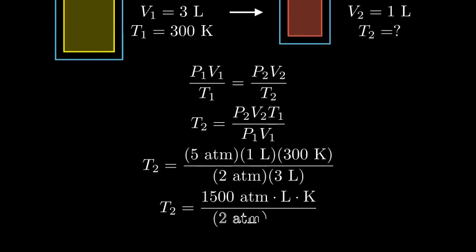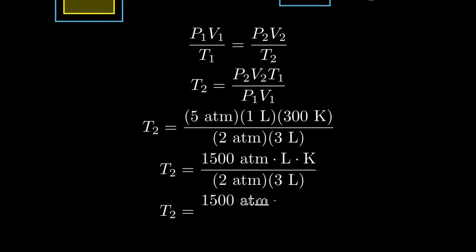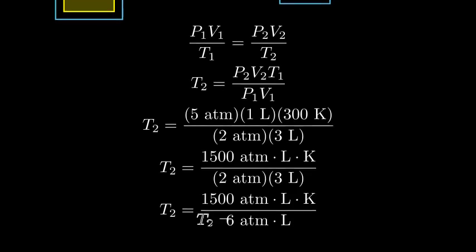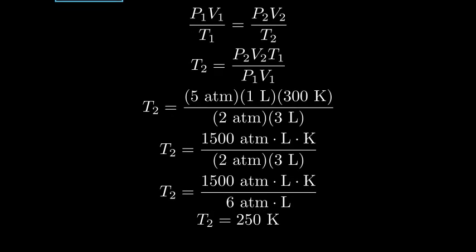First, let's multiply the numerator. 5 times 1 times 300 equals 1,500. Then multiply the denominator. 2 times 3 equals 6. Finally, divide 1,500 by 6. Therefore, the new temperature is 250 Kelvin.